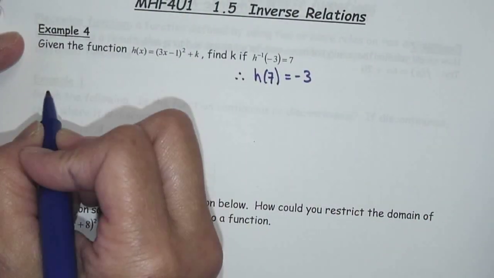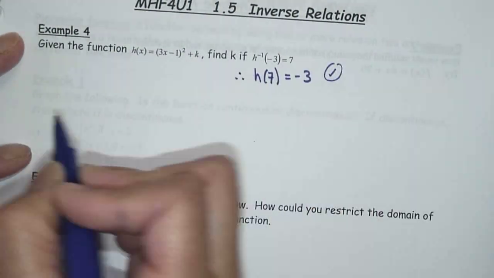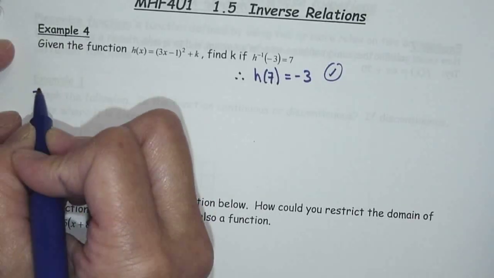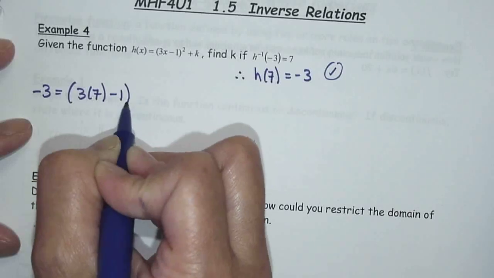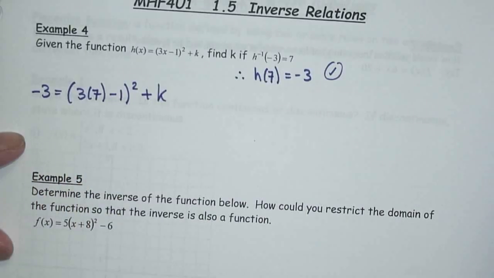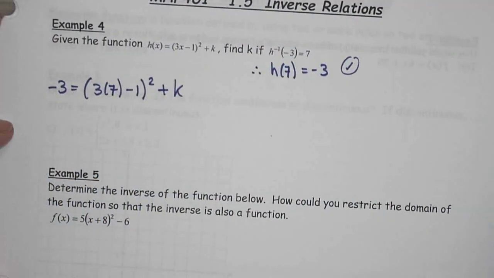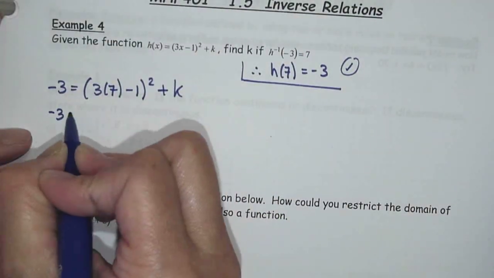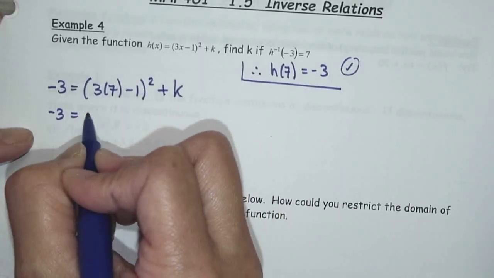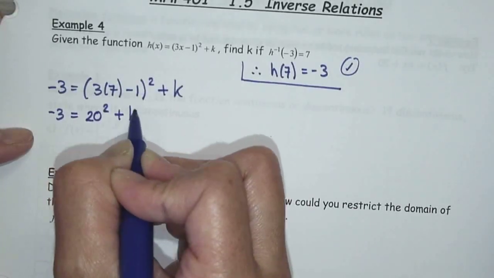So I'm going to go ahead and plug that in. I'm going to state that I did that, and solve it here. So that'll be -3 equals 3 times (7 minus 1) squared plus k, and we're finding k. All right, so this will be -3. That's 21 minus 1, so 20 squared plus k.